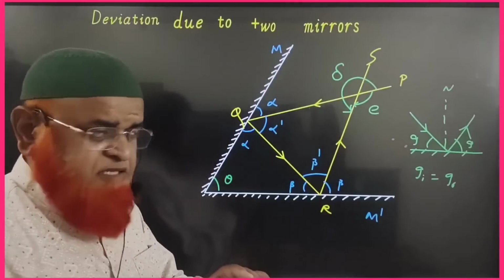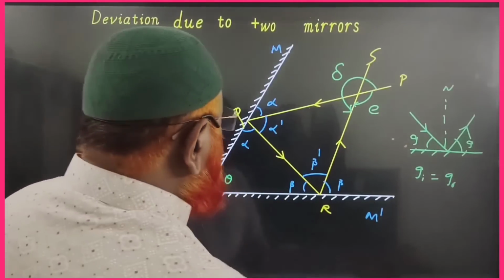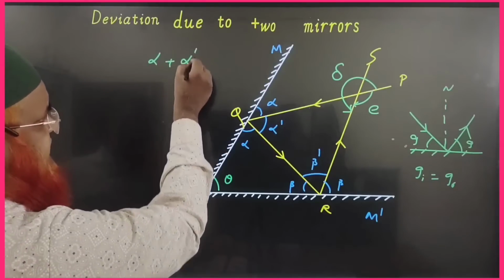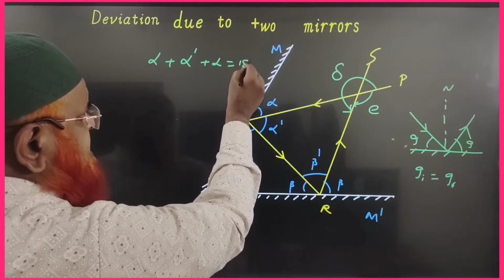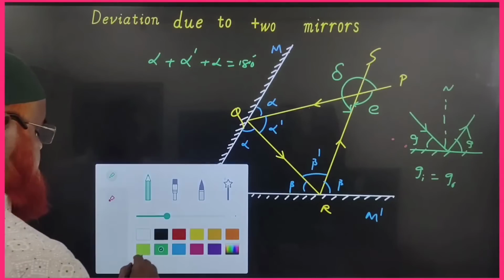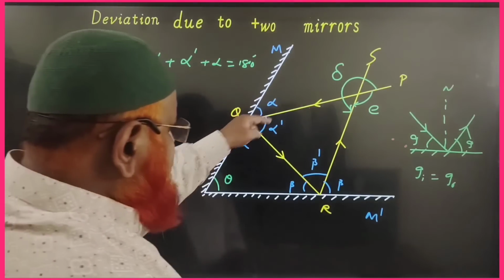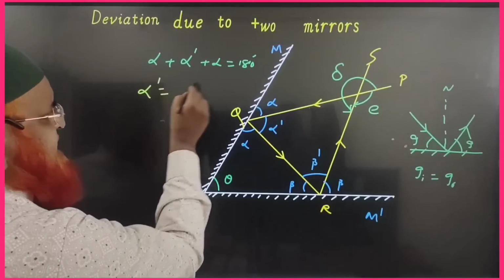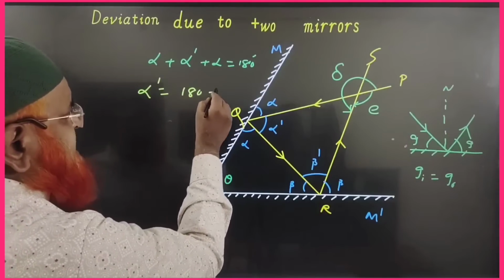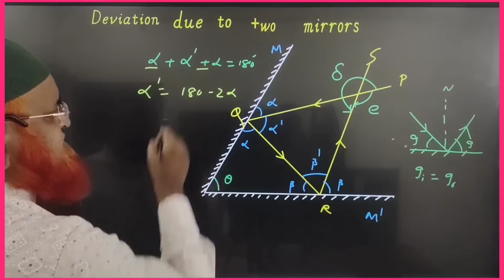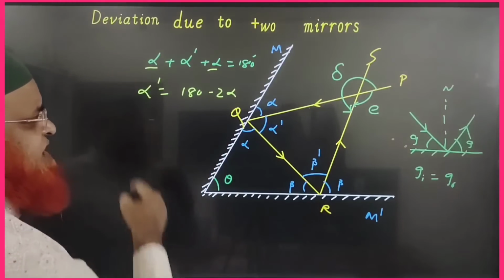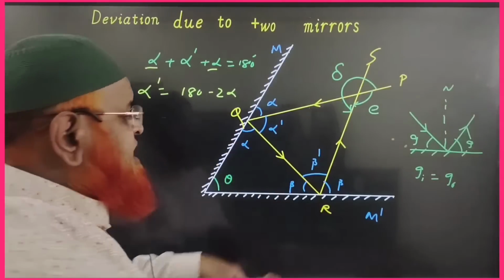In this case, you can take alpha plus alpha dash plus alpha is equal to 180 degrees. These three angles add to 180 degrees because this is a straight line. So can I write alpha dash is equal to 180 minus 2 alpha? Because alpha plus alpha is nothing but 2 alpha here. So alpha dash we got as 180 minus 2 alpha.